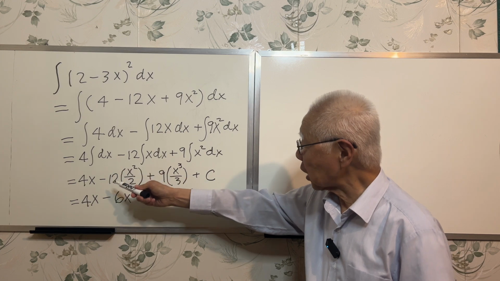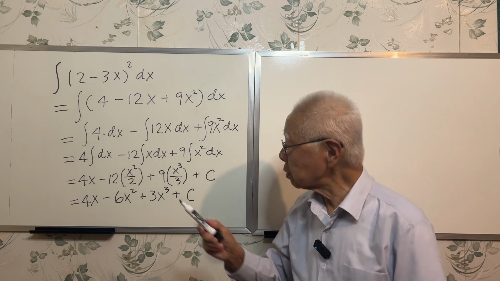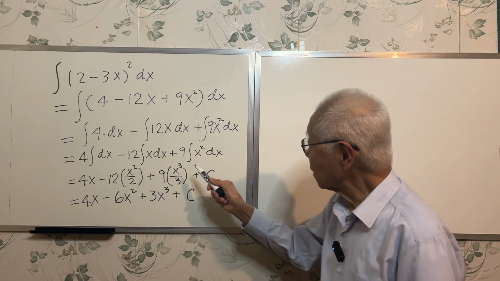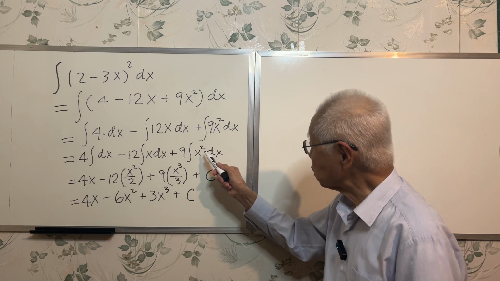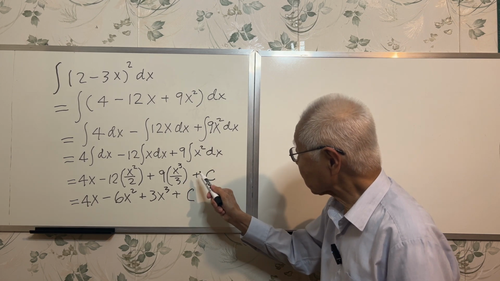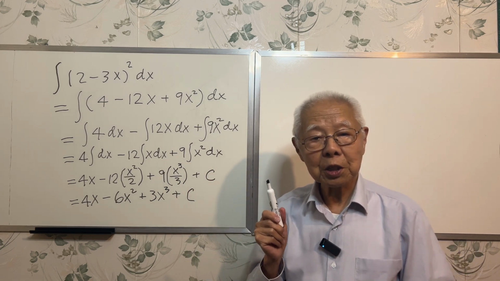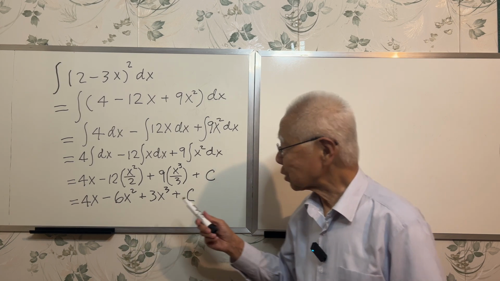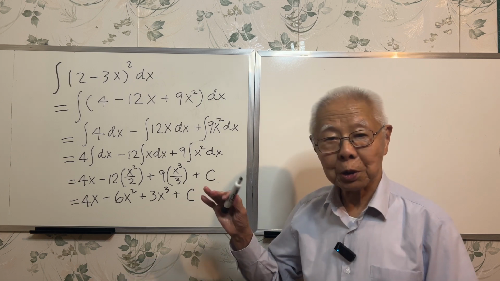Integration of dx is just x. Integration of this, you use the power rule and you get x squared divided by 2. Integrate this, you add 1 to the exponent, so you get x cubed divided by 3. Simplify this, you get this. Don't forget, for indefinite integration you need a constant. So that's our result. Nothing to do with differential.